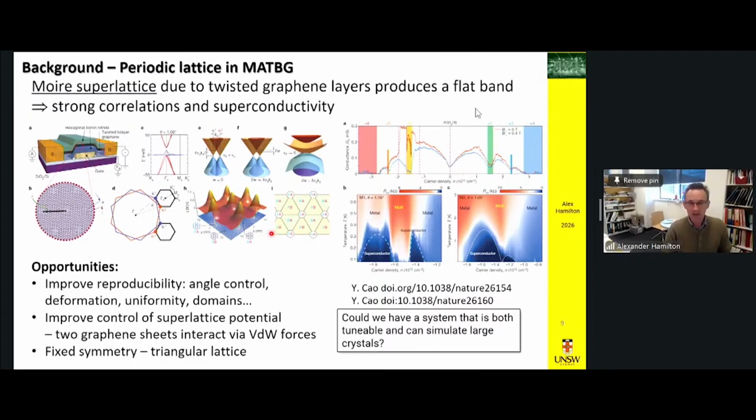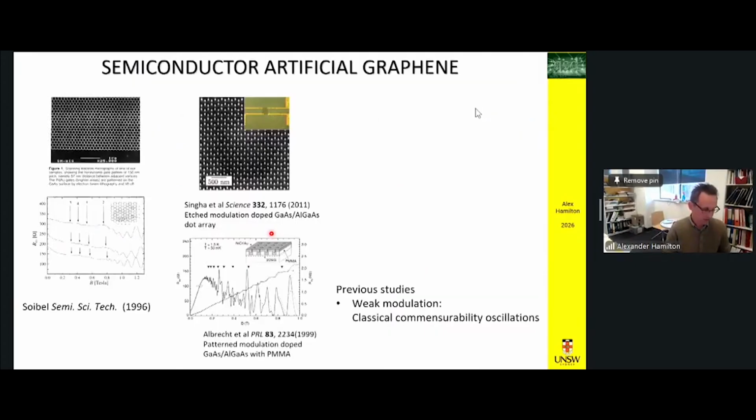So the question is, can we have a system that's both tunable and can simulate large crystals? And that would, of course, be semiconductors. Semiconductors are tunable, and we know how to pattern these into nanostructures. And so people have tried for many decades to make artificial crystals out of semiconductors. Using electron beam lithography, you can pattern an artificial lattice onto a semiconductor. You can then measure the current flowing through the semiconductor, and you can see features associated with that artificial lattice.